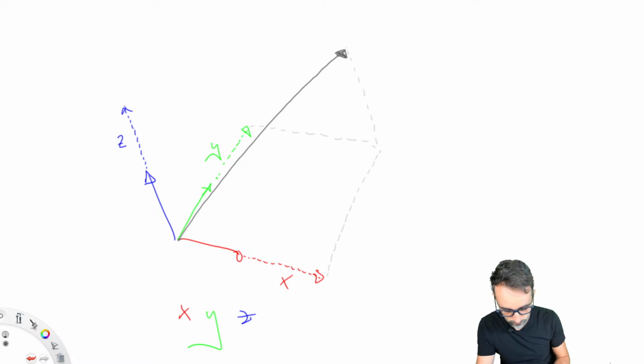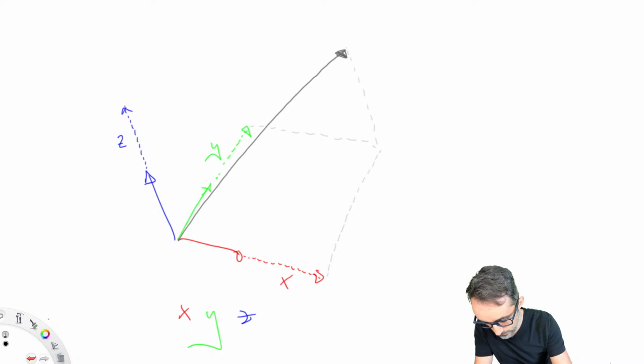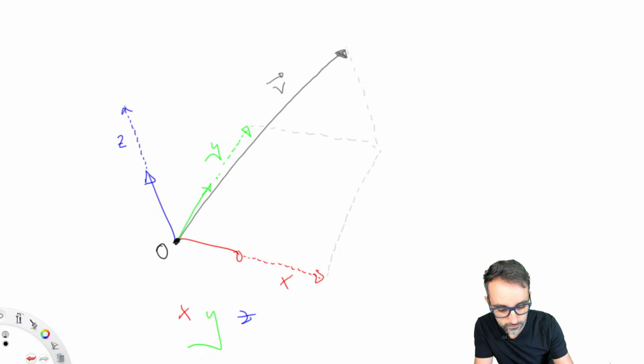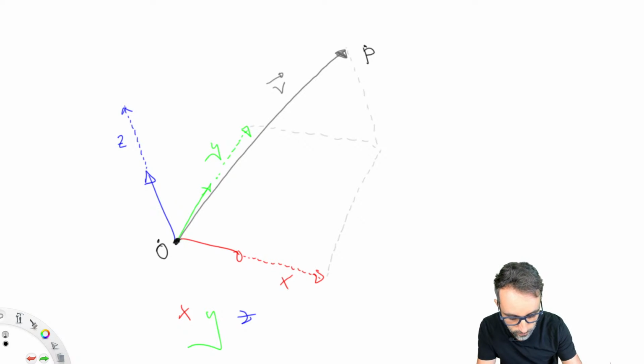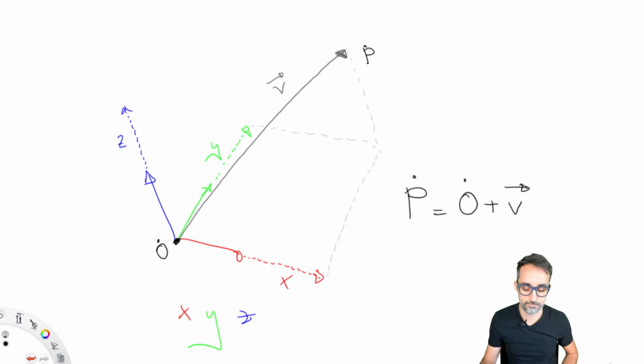Okay? And therefore, once we have that, I'm going to name this position vector V. And now if we take the origin and add the vector, we end up having P, with P being equal to O plus vector V. Is that correct?